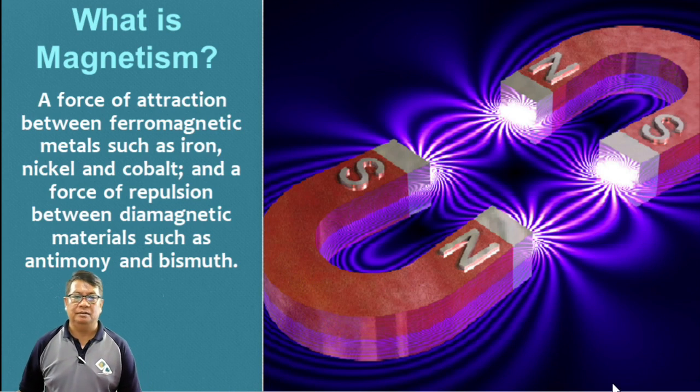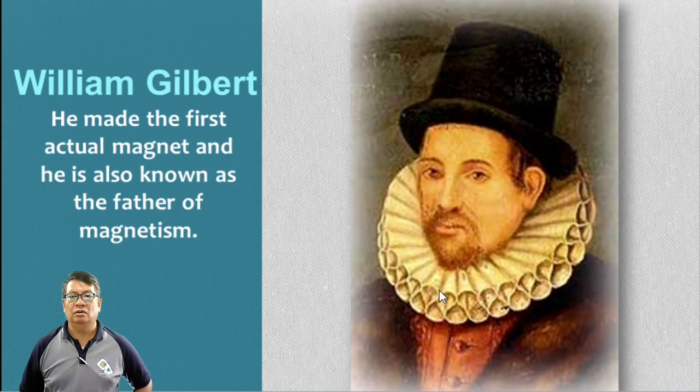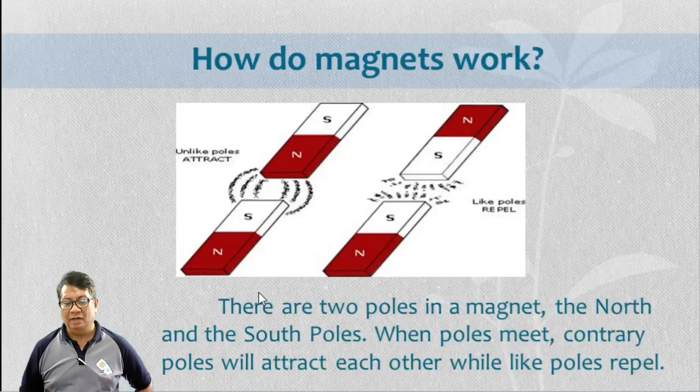So, what is magnetism? Magnetism is a force of attraction between ferromagnetic metals such as iron, nickel, and cobalt, and a force of repulsion between diamagnetic materials such as antimony and bismuth. If it is opposite poles, north and south, they are attracting. So there is an attraction between opposite poles. One of the persons who contributed much to the study of electromagnetism is William Gilbert, known as the father of magnetism.